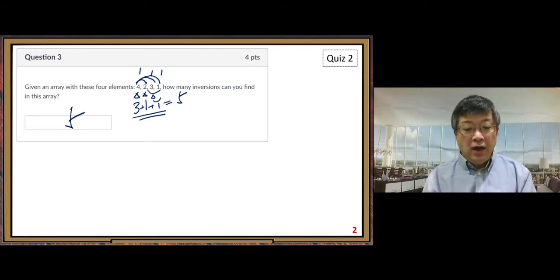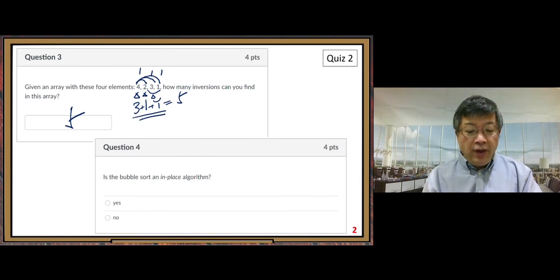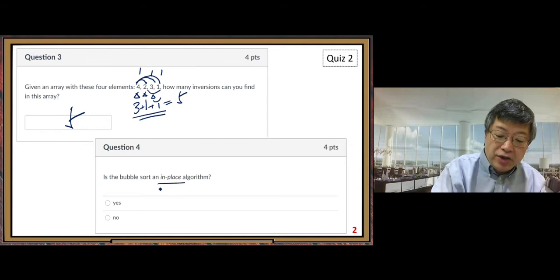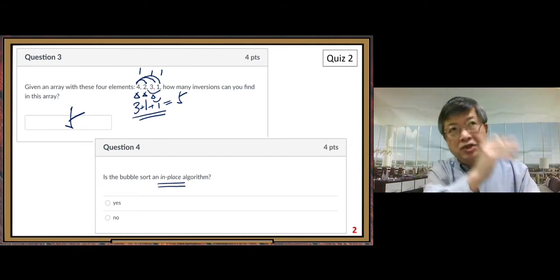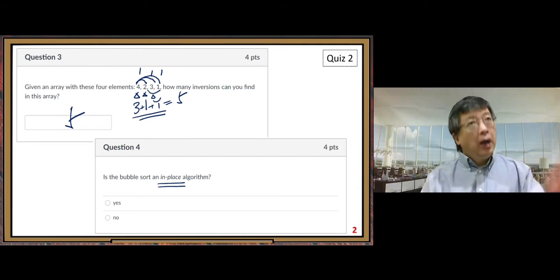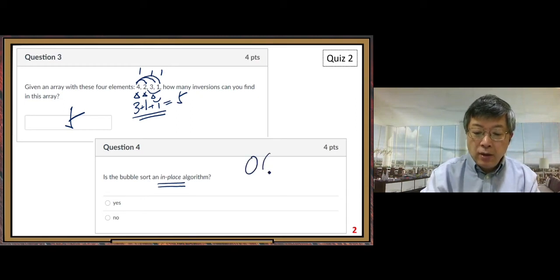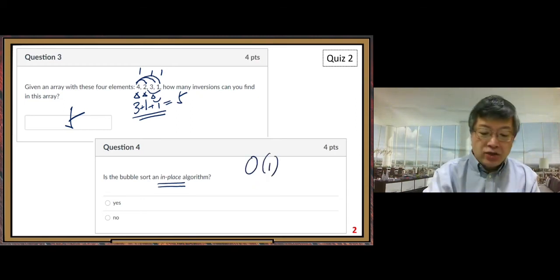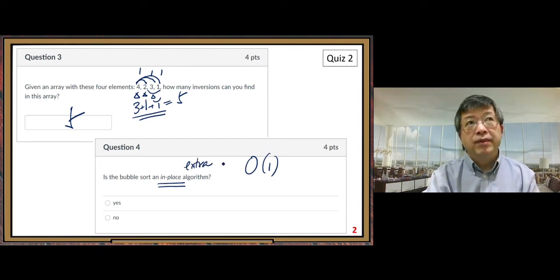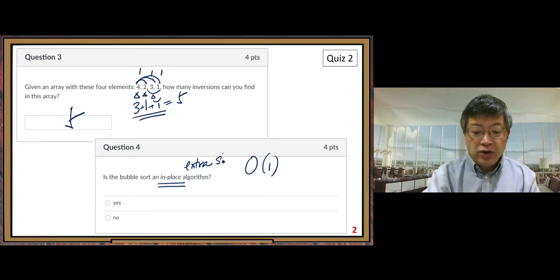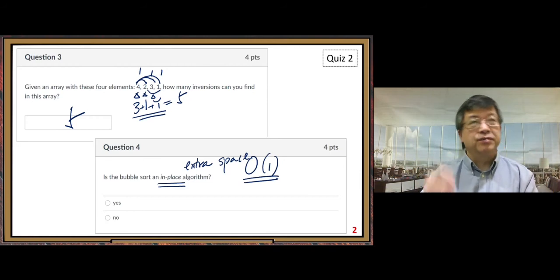All right. Number 4. Is the bubble sort an in-place algorithm? Check your understanding of this in-place algorithm concept. Extra storage space is bounded by a constant. Extra means other than input and output. Extra storage space, bounded by this.